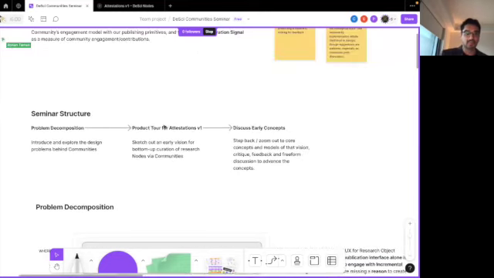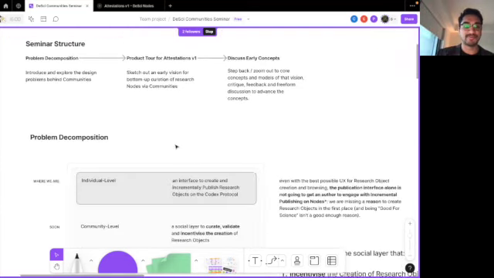Okay. So I'm going to start with a brief problem decomposition, just thinking about the main design problems and design questions behind communities. Then I'll take you through a product tour for Attestations V1. This is something that we'll be presenting at East Denver, actually. And finally, we're going to take a step back and look at those concepts that the prototype expresses and see if we can critique and improve them through a free-form discussion.